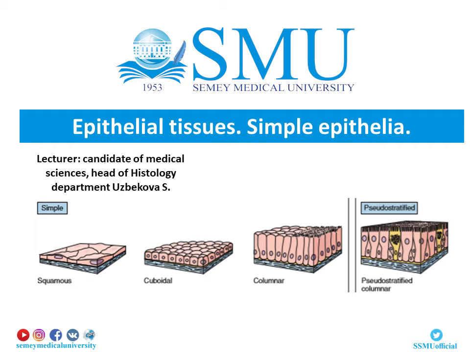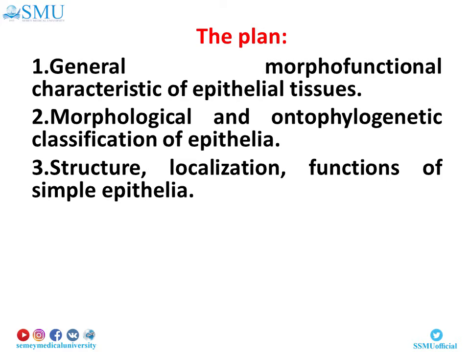Theme: Epithelial tissues, simple epithelia. Plan: Number 1. General characteristic of epithelial tissues. Number 2. Morphologic and ontophylogenetic classification of epithelia. Number 3. Structure, localization, functions of simple epithelia.